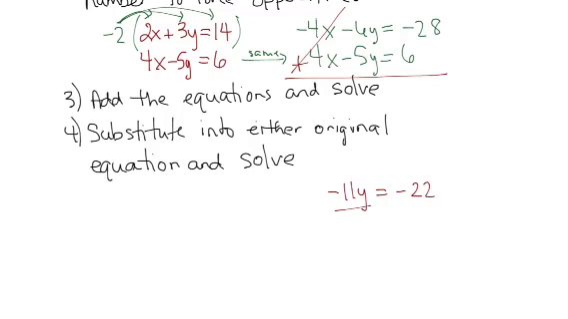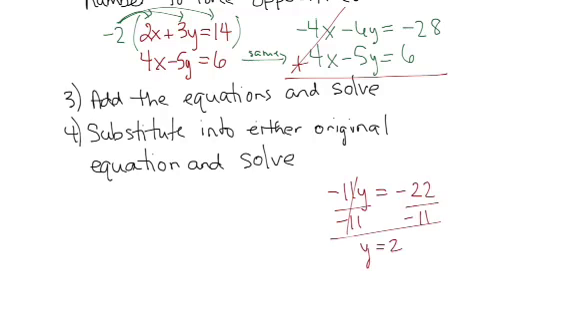So we solve that. It should be a one-step equation, dividing both sides by negative 11. I got a y answer of 2. Now substitute that back into whichever original equation looks easier to you, and you can't choose wrong. They will both work. We learned that yesterday.